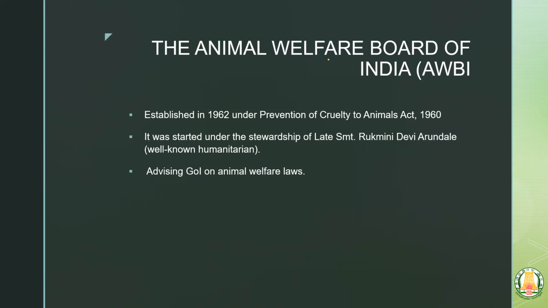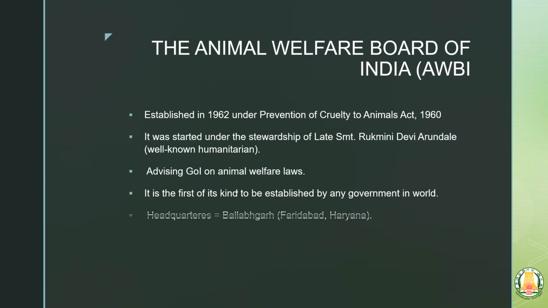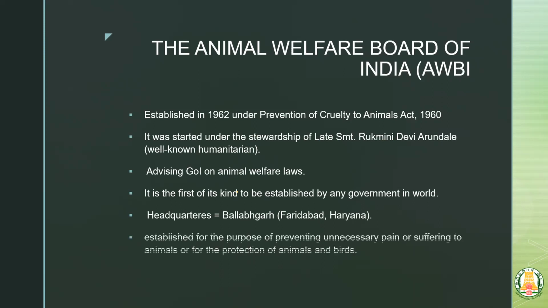So what is the function of this board? It is to advise the Government of India on animal welfare laws. It is the first of its kind to be established by any government in the world. So it is our India that created a board for animal welfare, the first time in the world. Headquarters is at Ballabgarh, which is in Faridabad in Haryana. And it is established for the purpose of preventing unnecessary pain or suffering to animals, or for the protection of animals and birds.